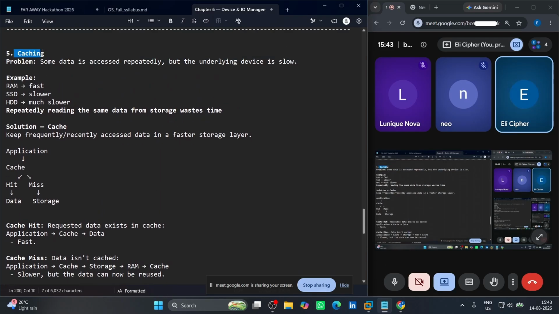Okay. Here is caching. Some data is accessed repeatedly, but the underlying device is slow. For example, maybe I need a few bits or the code again and again and again, right? So if we access that particular thing again and again from the server, right?